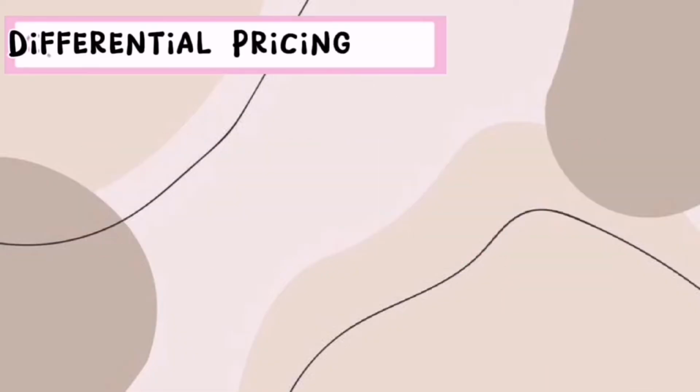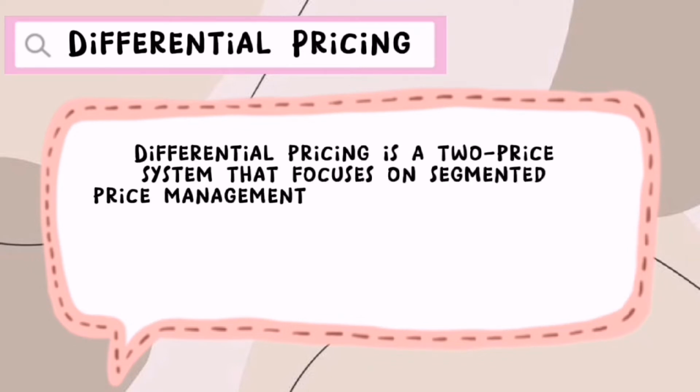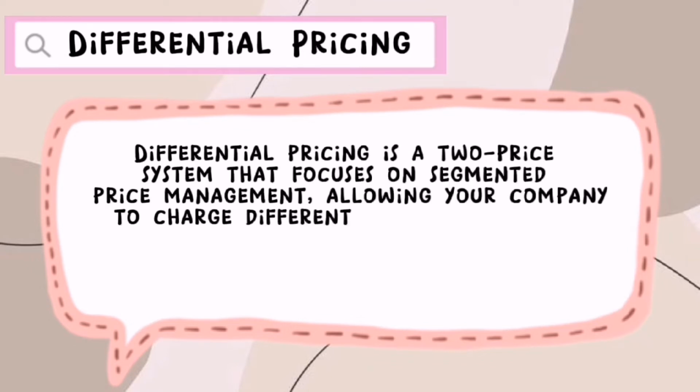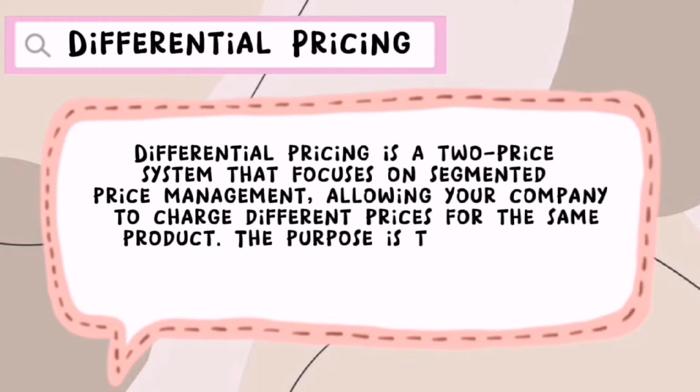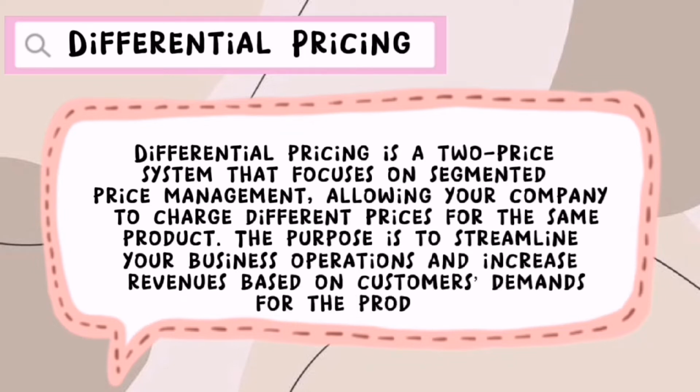Differential pricing. Differential pricing is a two-price system that focuses on segmented price management, allowing your company to charge different prices for the same product. The purpose is to streamline your business operation and increase revenues based on customers' demands for the product.